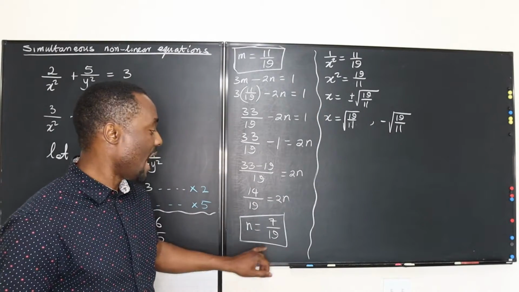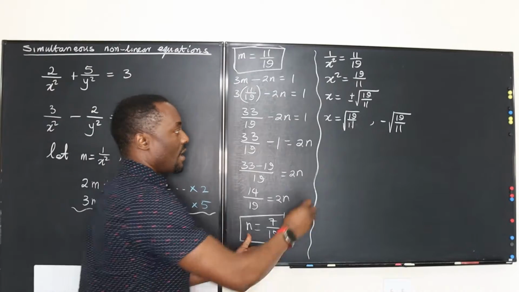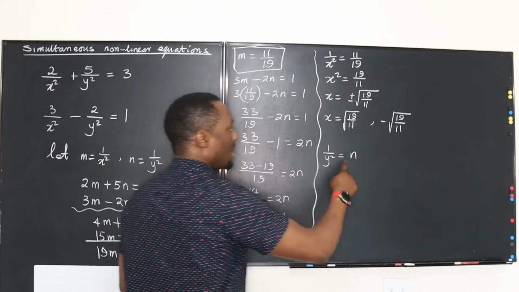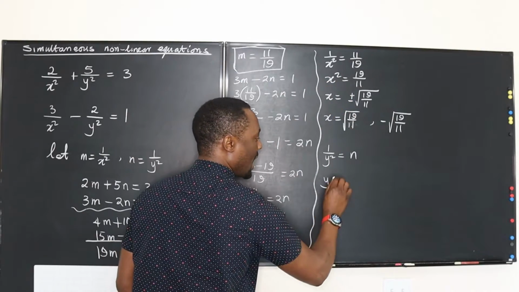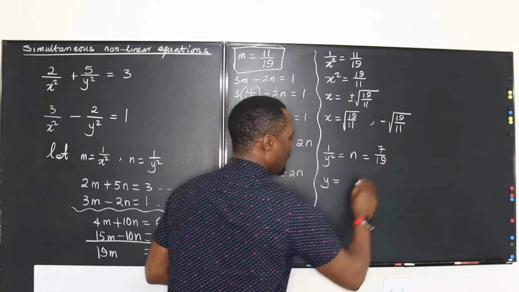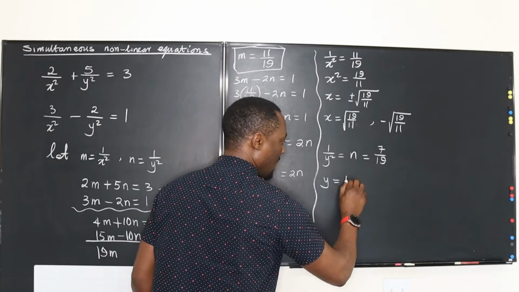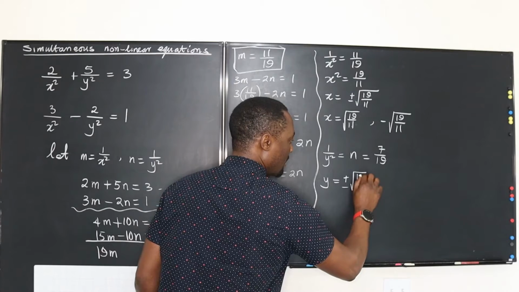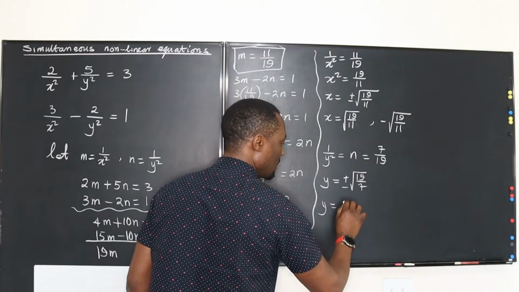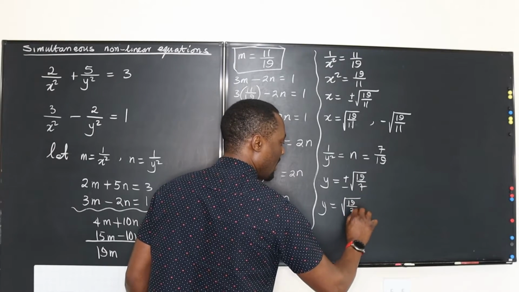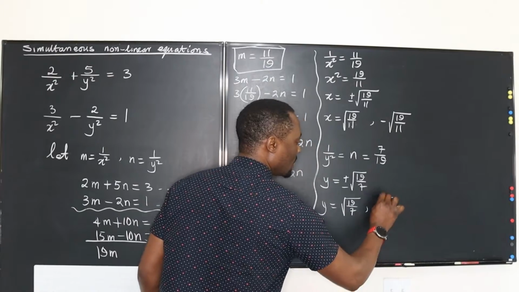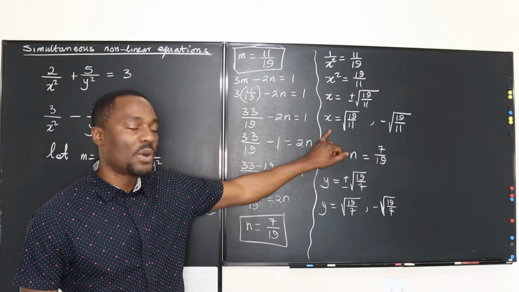Okay, we do the same thing for n. You will notice that 1 over y squared will be equal to n. If we apply the same principle here, this is 7 over 19. If you do the same thing, we're going to flip this. It's going to be plus or minus square root of 19 over 7, which means y will be equal to square root of 19 over 7 or negative square root of 19 over 7. So those are the two possible answers for y, two possible answers for x.